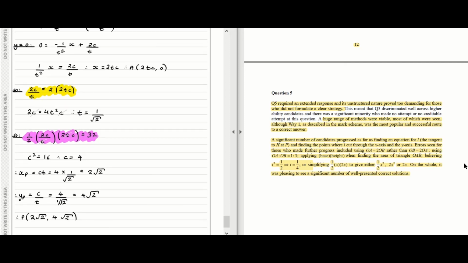As a whole, there were a significant number of well presented correct solutions.